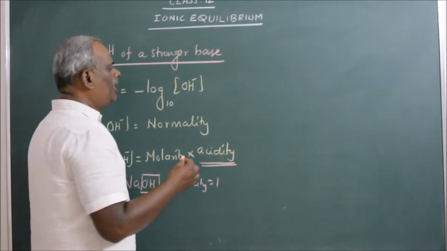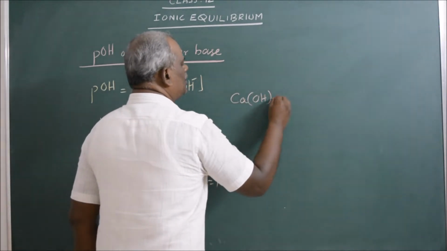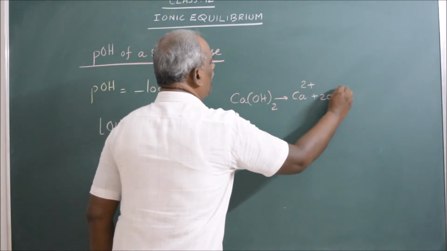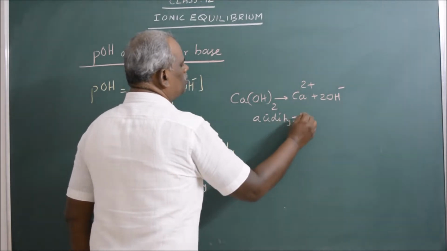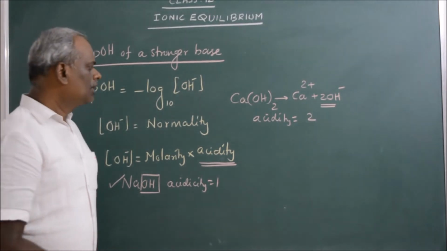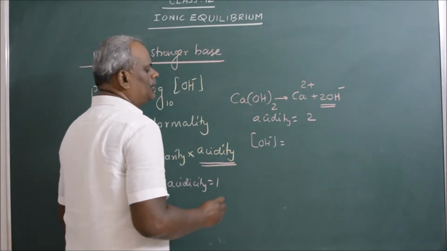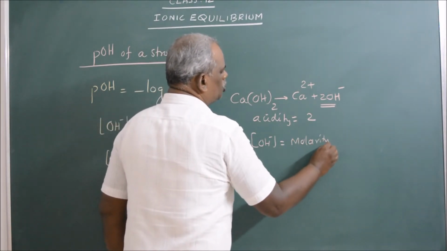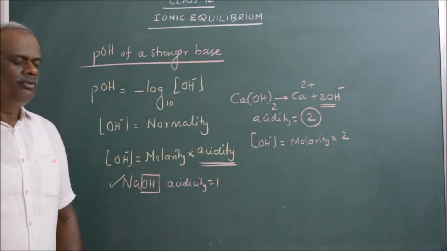But when a base is given like calcium hydroxide, this can be dissociated to form Ca2 plus and 2 times OH minus. So here the acidity value should be taken as 2 replaceable hydroxyl ions. Then its OH concentration must be taken as the molarity multiplied by 2, because its acidity value is equal to 2.